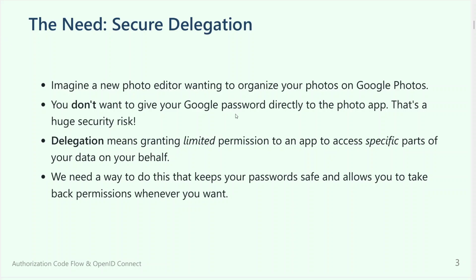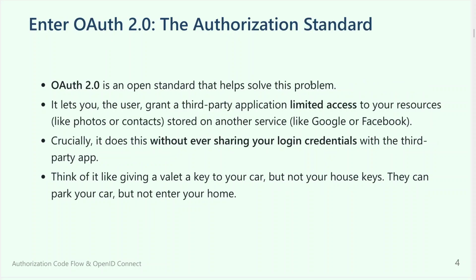So you don't want to give your Google password directly to the photo app. And delegation means granting limited permission to an app to access specific parts of your data on your behalf. That's the main idea of this protocol. So we need a way to do this that keeps your password safe and allows you to take back permissions whenever you want. That's where OAuth 2 enters the scene. So it's the authorization side. It's not authentication. For authentication, you need OpenID, and I will talk about it. I will show you the flow using OpenID later, after I provide the first flow for the authorization.